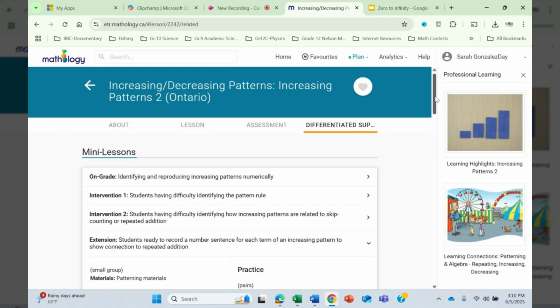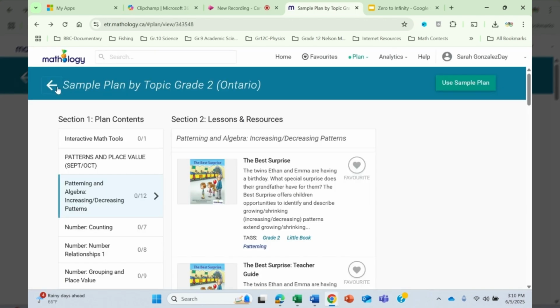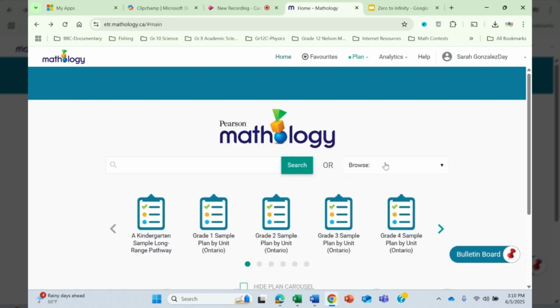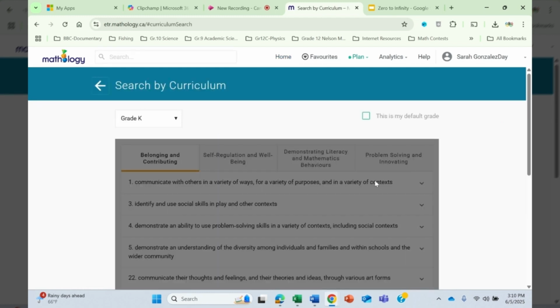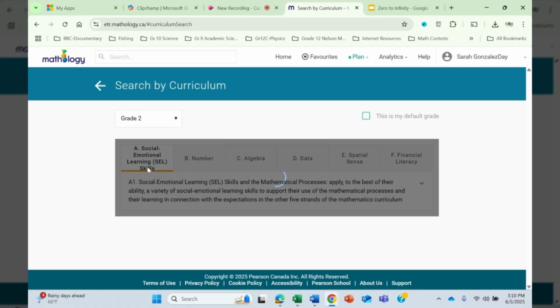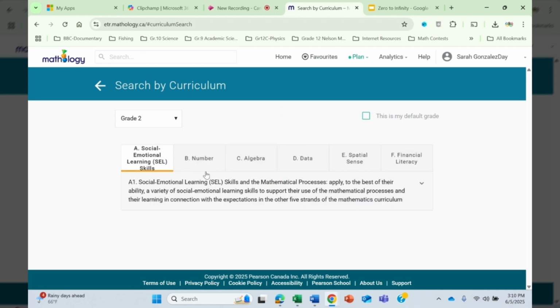Okay, so there are still additional supplementary material that you can use, and I'll show you where to find those. Unfortunately, they're not in the long range plan. You'll have to go and browse them through curriculum. Okay, so we're just going to pick grade 2. And I'm going to pick the numbers strand this time because a lot of these activities are in the numbers strand. There are some, but very few, sprinkled through in the other strands, but the vast majority are in the number strand. So we're going to go there.